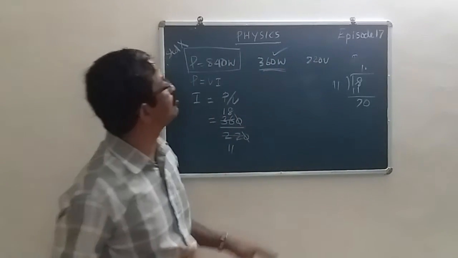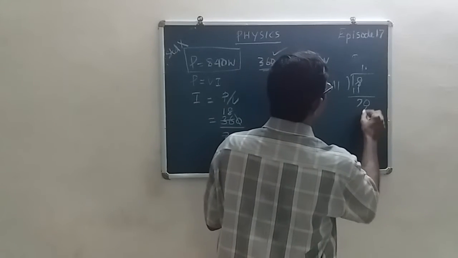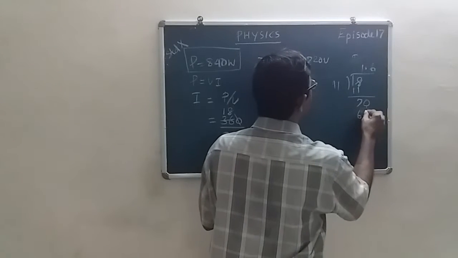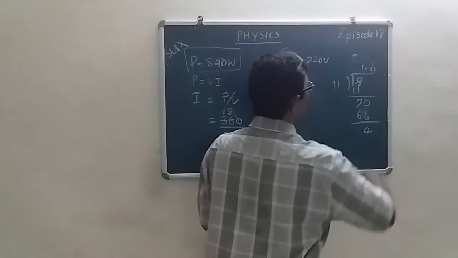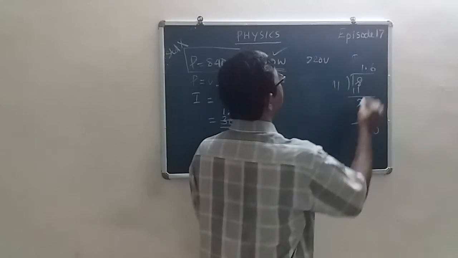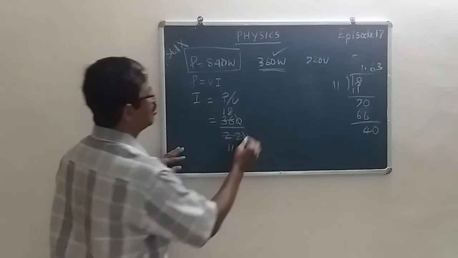That is equal to how many times? 11 in 76 times. That means here it will come 6 times, 11 is 66. Balance 4. Again 1 more 0, 40. How many? 3 times. So its value is how much?